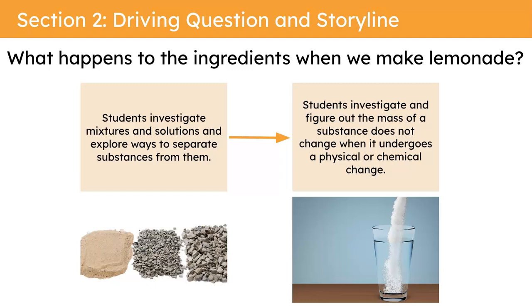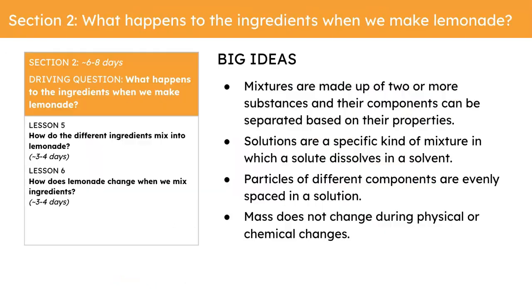Students connect these concepts back to the anchoring phenomenon by describing how lemonade is made and how to tell if sugar has been added or not using mass. Through the storyline of Section 2, students gain an understanding of these standards-based big ideas. Mixtures are made up of 2 or more substances, and their components can be separated based on their properties. Solutions are a specific kind of mixture in which a solute dissolves in a solvent. Particles of different components are evenly spaced in a solution. Mass does not change during physical or chemical changes. Section 2 should take about 6 to 8 days to complete.